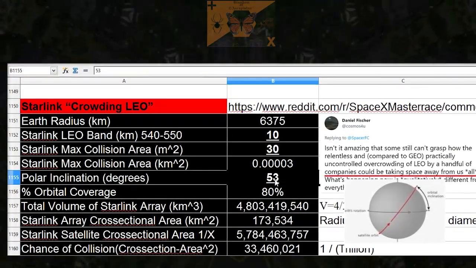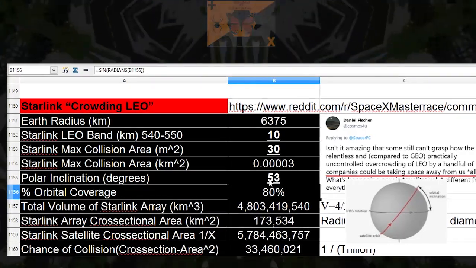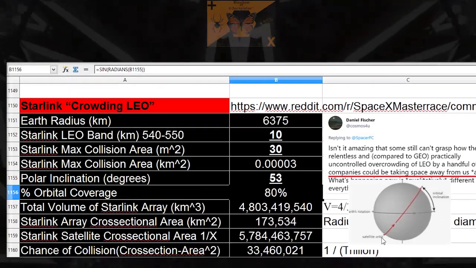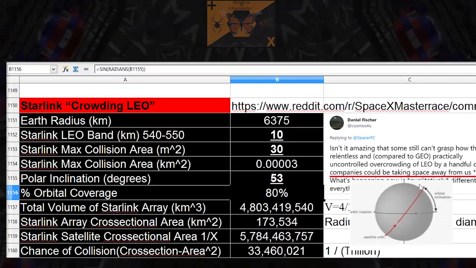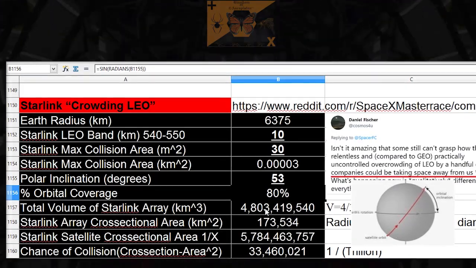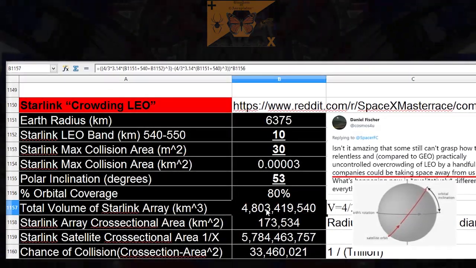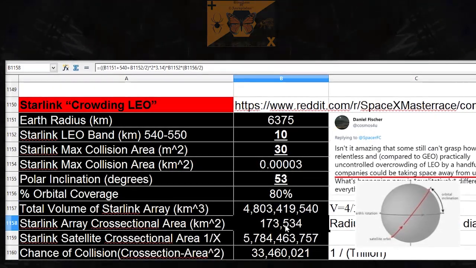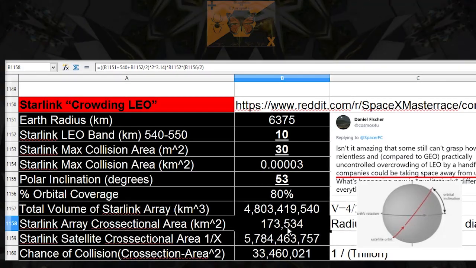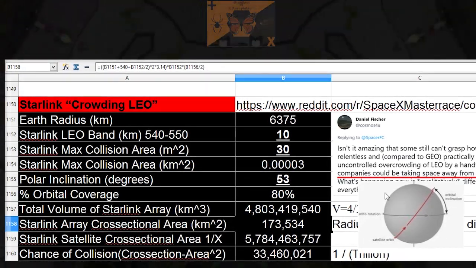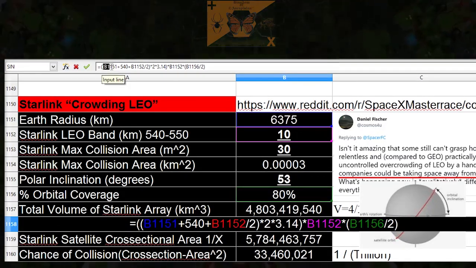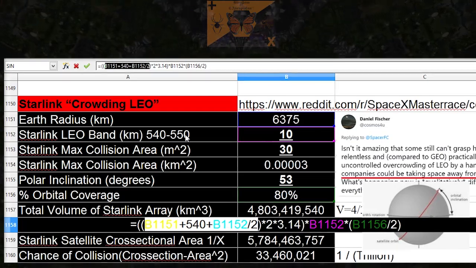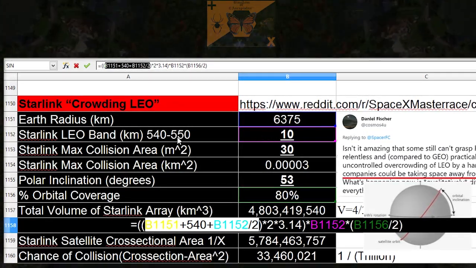The polar inclination of the Starlink orbit, you take the sine of 53 degrees, and it covers 80% of the total 360 degrees. This is our volume, which I calculated because I thought I was going to use it, and then I didn't use it. So this is our cross-sectional area, which I mentioned earlier. This is the diameter. So you're taking the diameter using the radius, and then I just took the average of 545 because it's close enough.